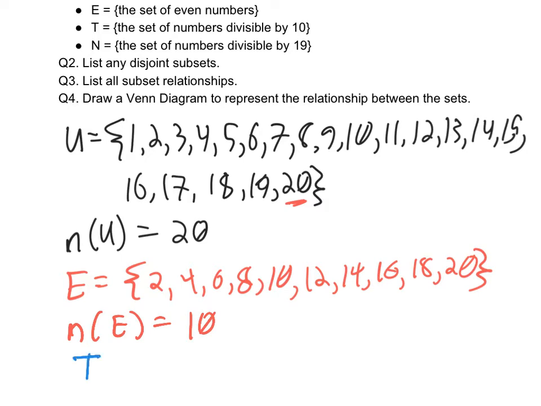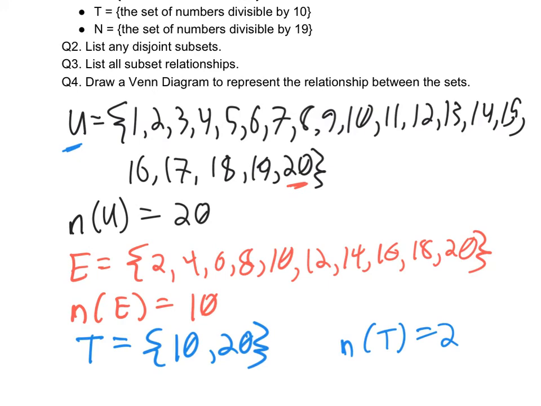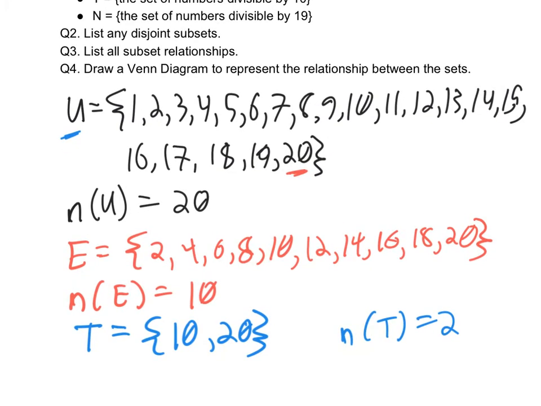Next, T. T was the set of numbers divisible by 10. So we have the number 10 and we have the number 20. Again, we're only interested in the numbers that are in our universal set U. And the number of elements in set T in this case is 2. Last one is N, the set of numbers divisible by 19. So N would only contain 19. Number of elements in set N is 1. Okay, so that is our sets.